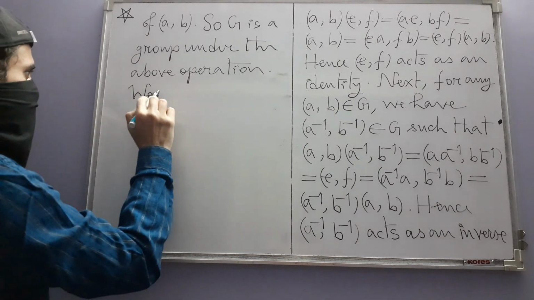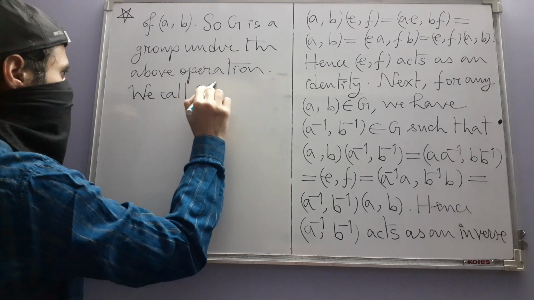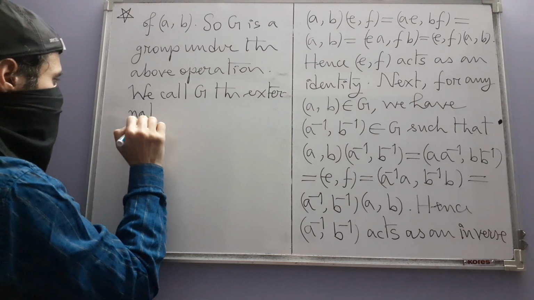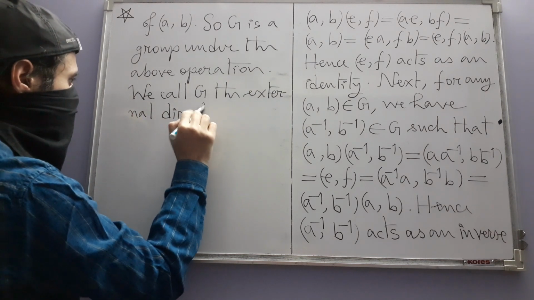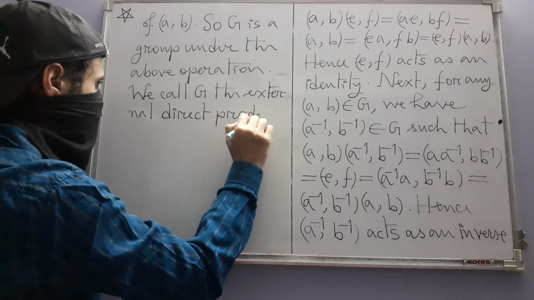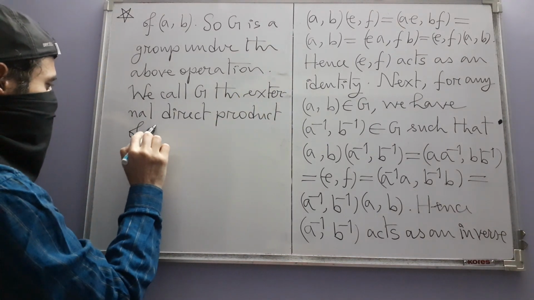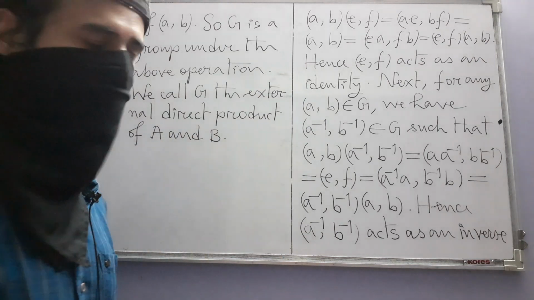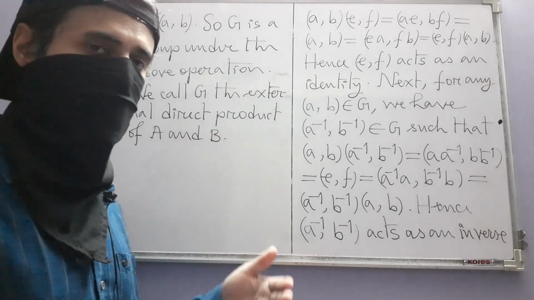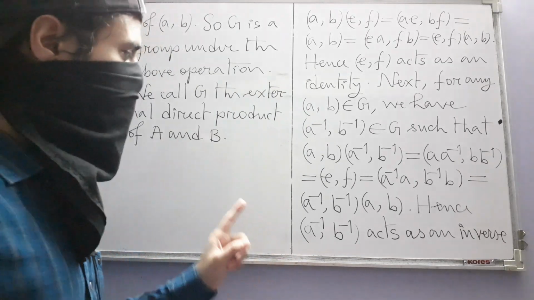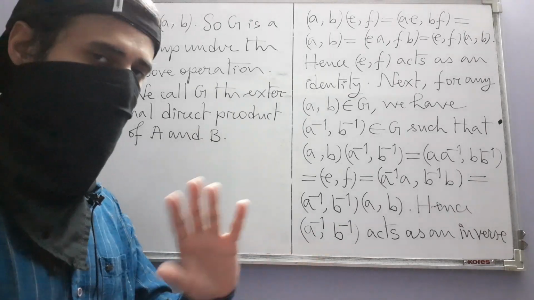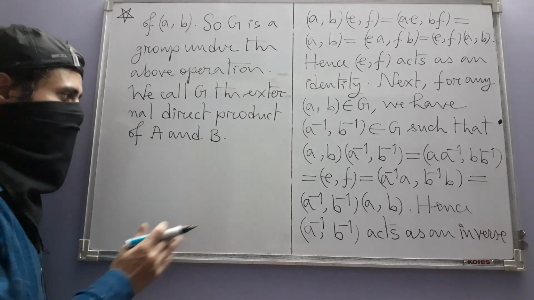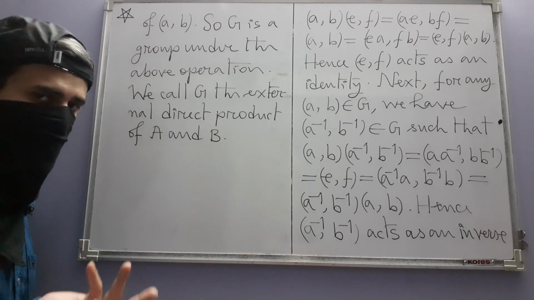It has a name also. We call G the external direct product of the groups A and B. We maintain the order, A and B, to indicate that G is A times B, not B times A. That would be another group. Actually, we will show ultimately that both of them are isomorphic to each other, but strictly speaking, that is another set, and so another group.